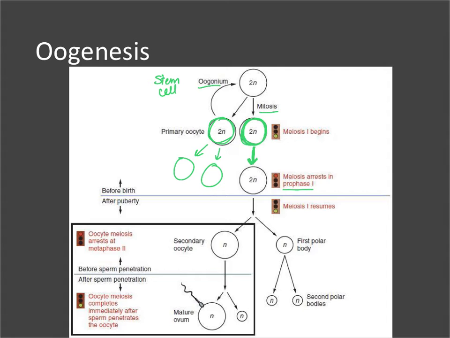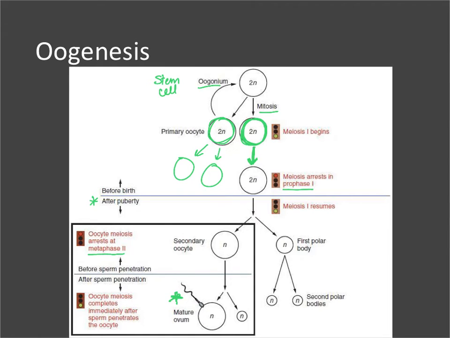Now, after puberty, so this is after the woman has started her menstrual cycle, the process is going to start back up again, but then it pauses again in metaphase 2. Now, if the cell does not get fertilized, then this is actually the end of the line and meiosis doesn't continue. It only continues all the way through to the formation of the final ovum if the cell gets fertilized by a sperm.